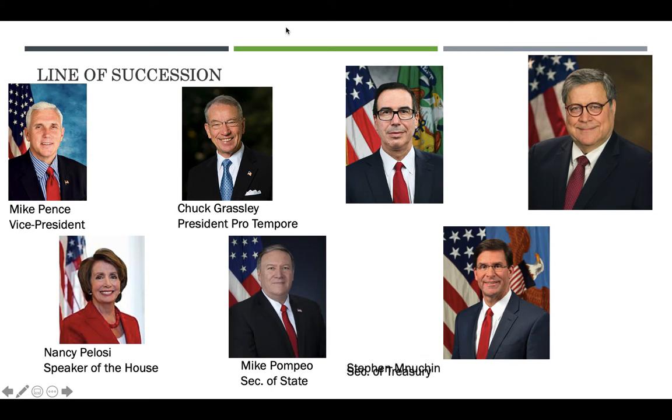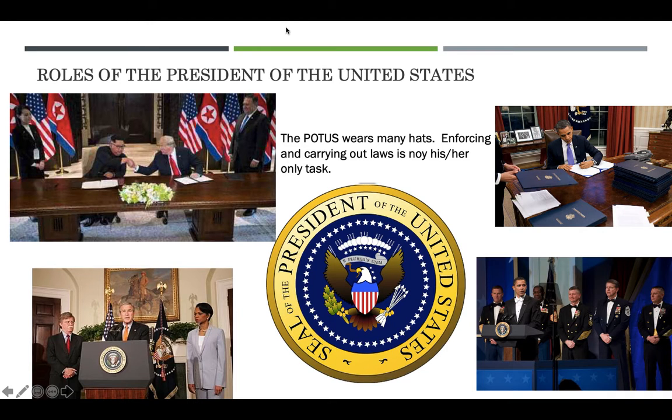Okay, now for today, we're going to discuss the different roles of the President of the United States. The President wears a lot of hats, and you see where I have the POTUS. In case you didn't know, POTUS is an acronym, President of the United States. We always talk about how the executive branch's job is just to enforce laws. Well, that's not all. They do a lot of other things, and that's what we're going to look at today.